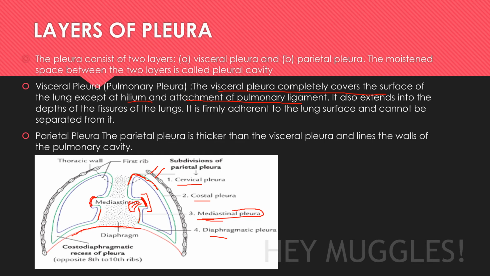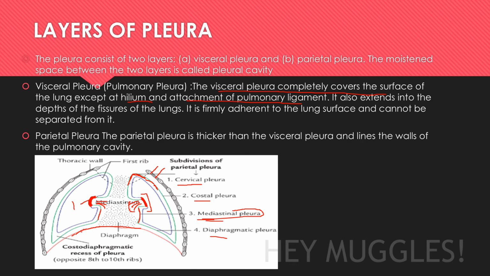You should know the difference between the root of the lung and the hilum. This is your hilum, right? And here the structures are entering the lungs, and it forms the root of the lung. Basically, root of the lung is the collection of the structures that connects the lung to the mediastinum. So pulmonary ligament is present somewhere at the root of the lung, and this is your hilum.